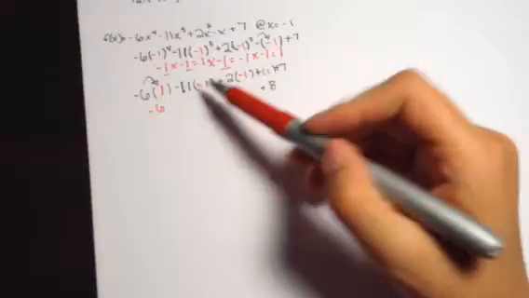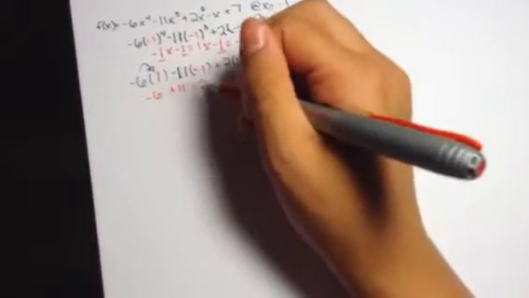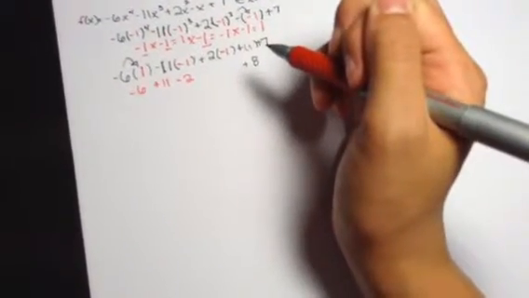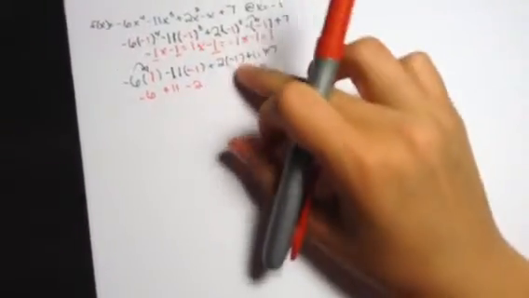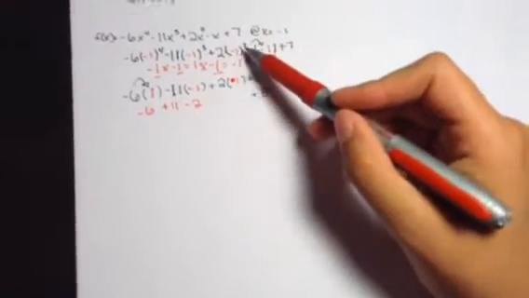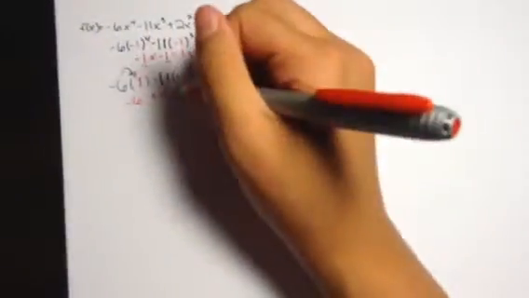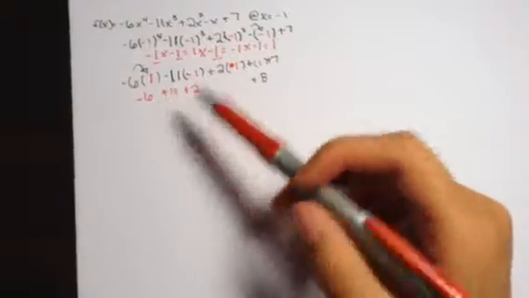We'll start over here. Negative 6 times 1 gives me negative 6. Negative 11 times negative 1 gives me positive 11. Positive 2 times negative 1 gives me negative 2. Oops, I'm sorry. This should be a positive because we had the power of an even. So this should be a positive. It's positive 2.